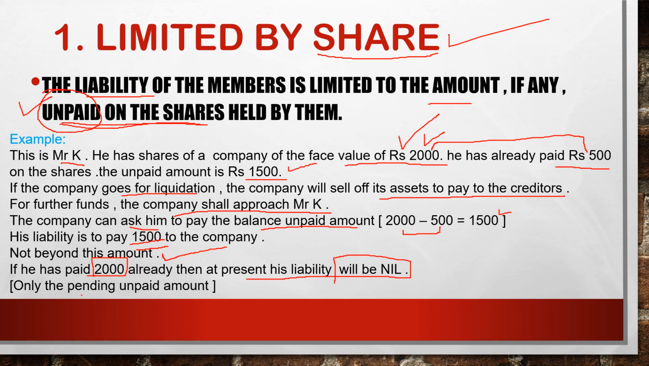His liability is limited to the pending unpaid amount on the shares. I repeat, pending unpaid amount. That much he will pay. More than that the company cannot ask him to pay, nor will Mr. K pay. So this is the first category, company limited by shares. I hope I have made it very clear to you.